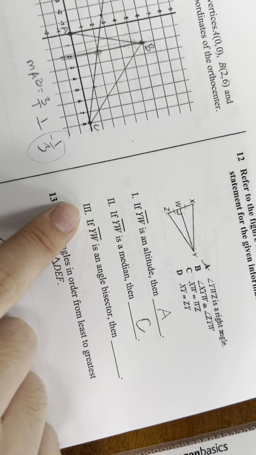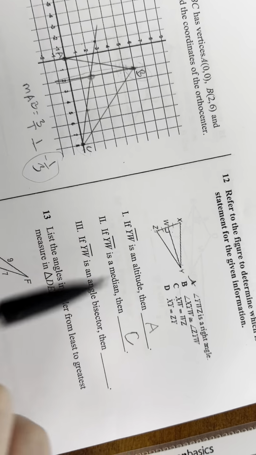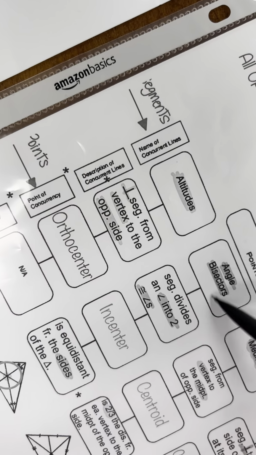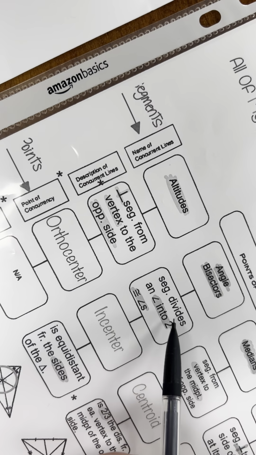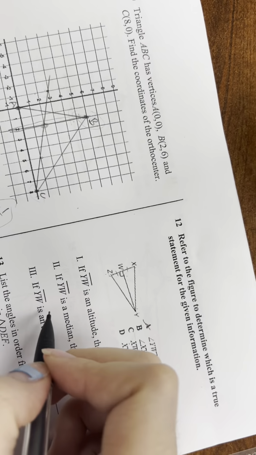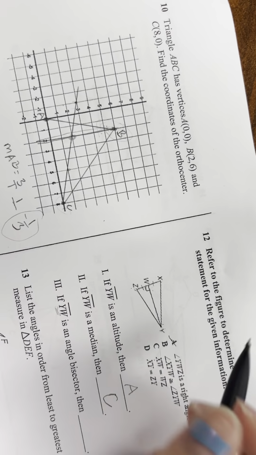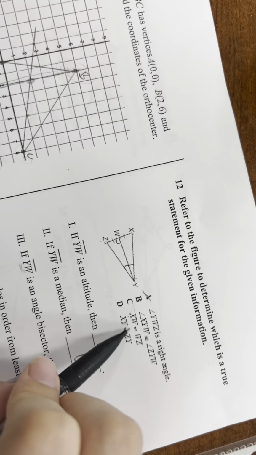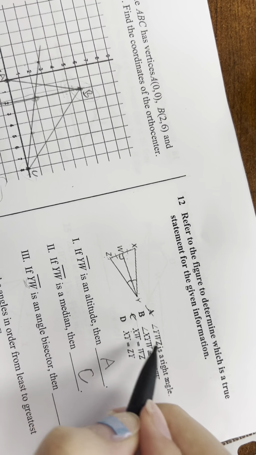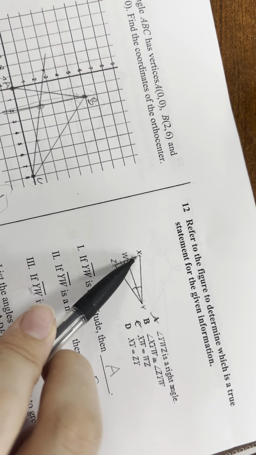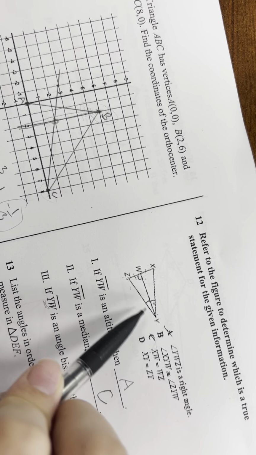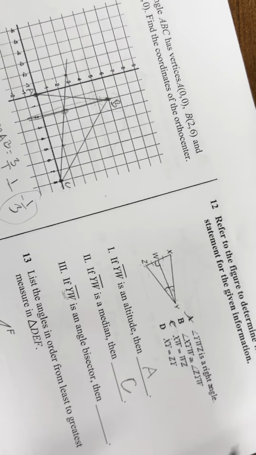And then look at 3. If YW is an angle bisector, then okay, angle bisector is this one right here, and it divides an angle into 2 congruent angles. So if YW is an angle bisector, it will make these 2 angles congruent. So the one that only talks about angle is B, which is saying that XYW is congruent to ZYW, which is those 2. So that will be B.